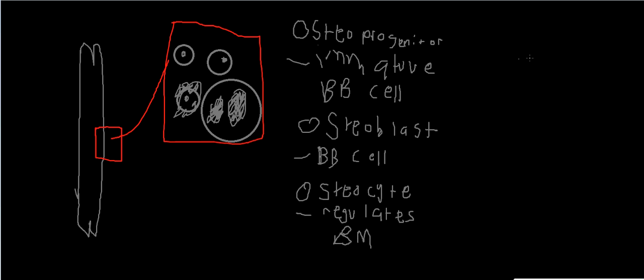Bone matrix. And then we have an osteoclast. They are basically bone destroyers. I'll write BD for bone destroyers. Bone destroyer cell.